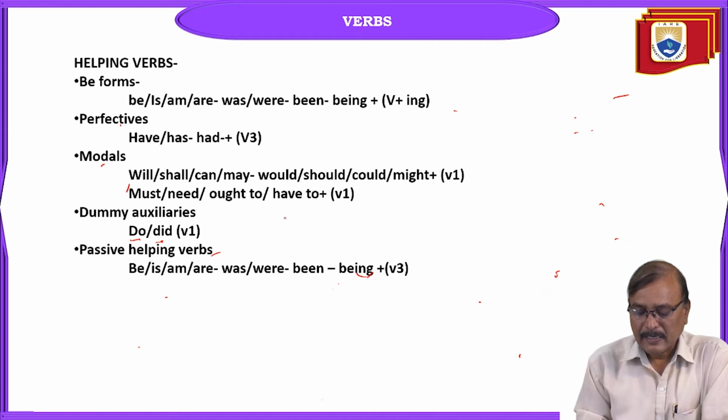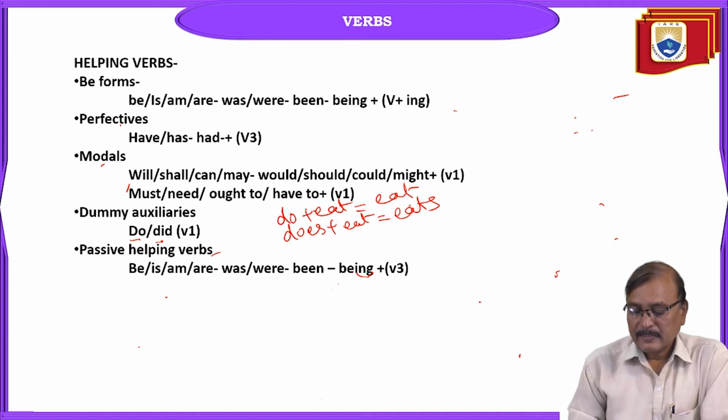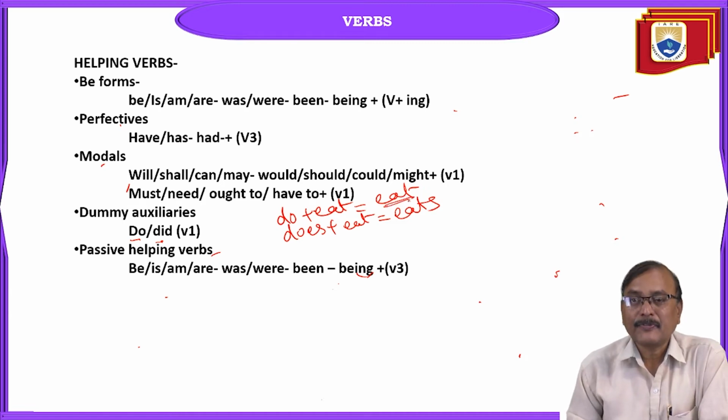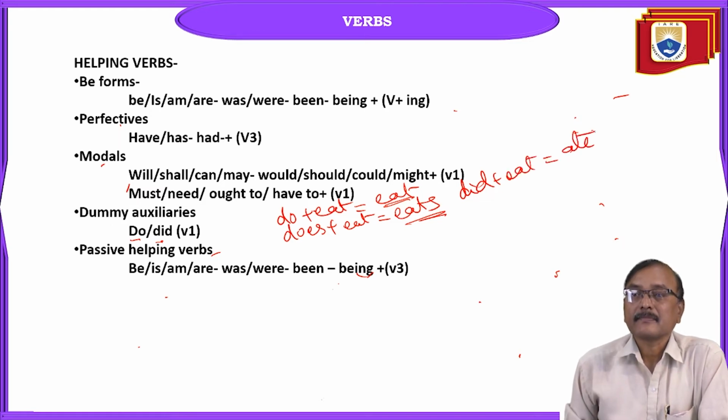For example, do plus eat becomes eat only. Does plus eat becomes eats. Generally when we speak, eat is the do form and eats is the does form. And did plus eat is equal to ate. We say this is the did form.